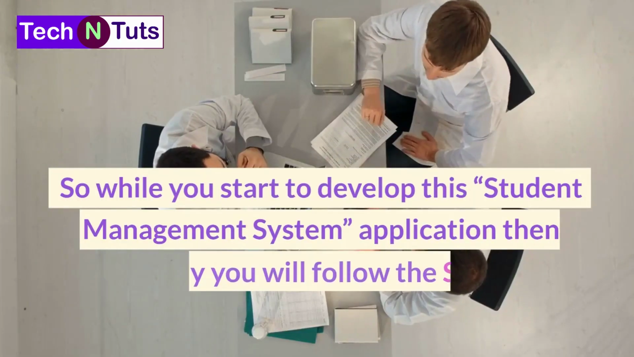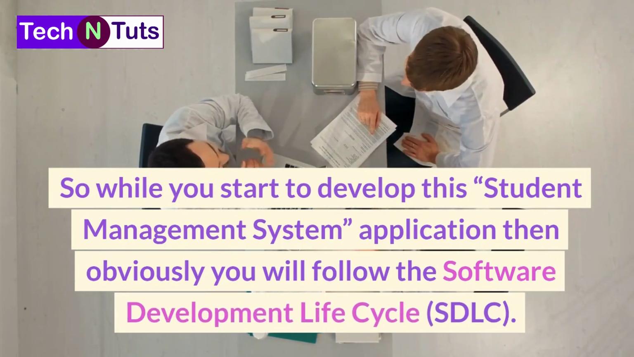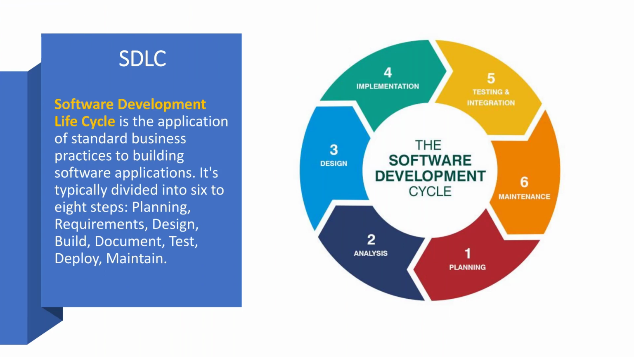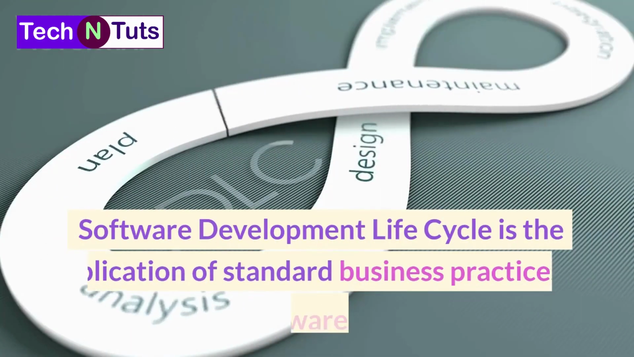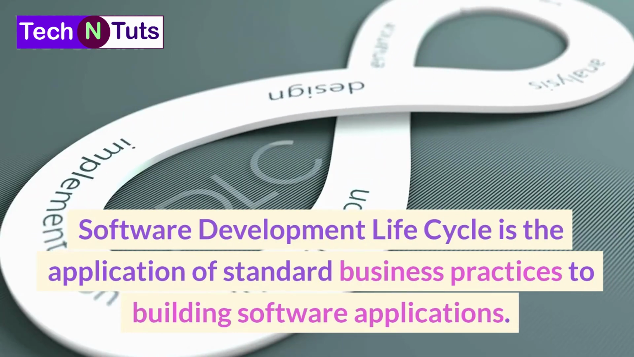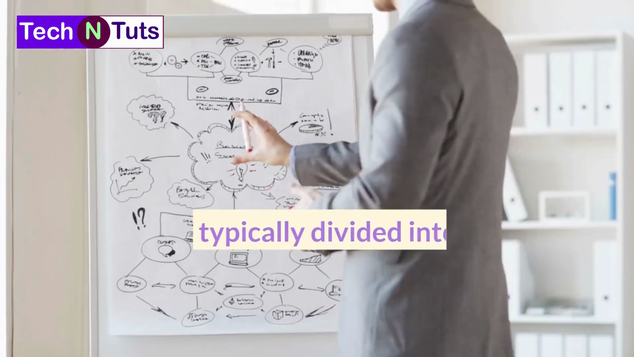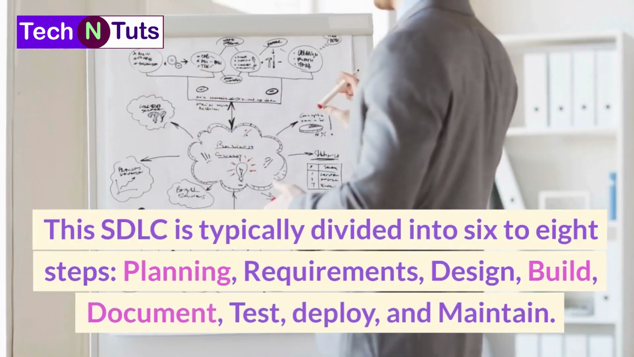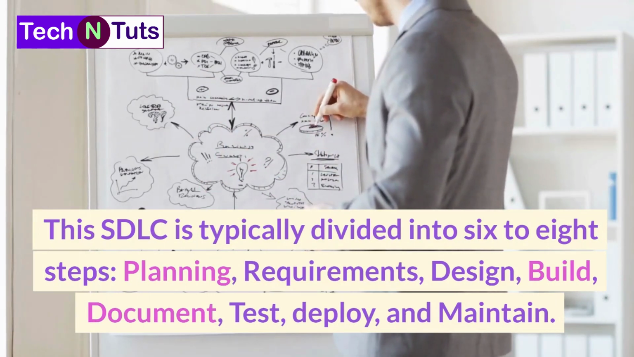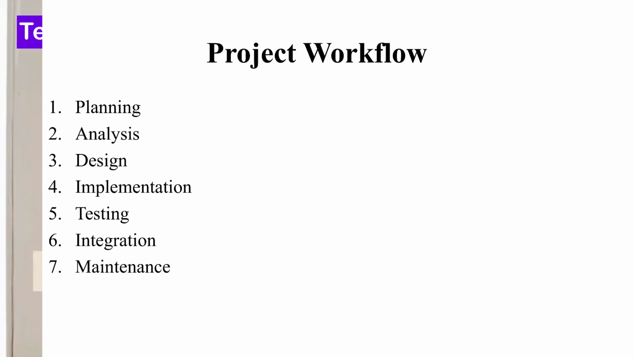So while you start to develop this student management system application, obviously you will follow the software development lifecycle, SDLC. Software development lifecycle is the application of standard business practices to building software applications. This SDLC is typically divided into 6 to 8 steps: planning, requirements, design, build, document, test, deploy, and maintain.